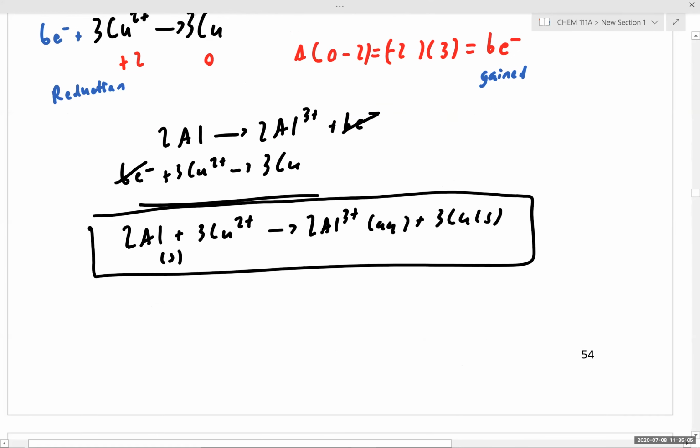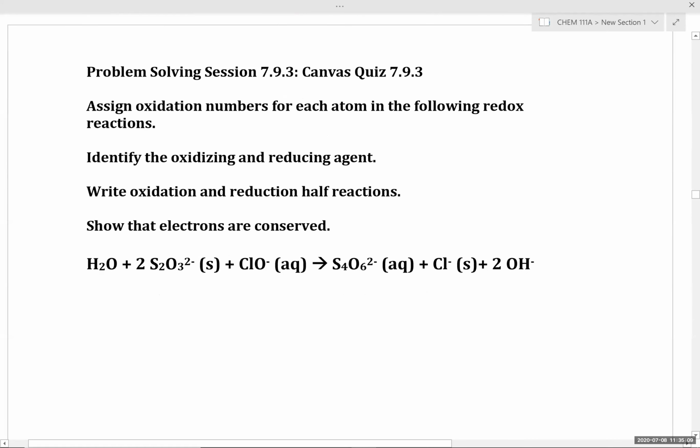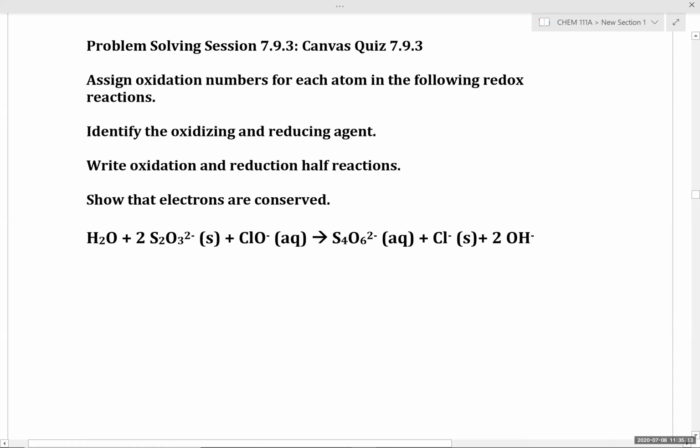Okay, so let's now look at a slightly more involved example. I'd like you to assign the oxidation numbers for the following compounds in this redox reaction. I'd like you to identify the oxidizing and reducing agent. And then I'd like you to show that electrons are conserved when you add your oxidation and reduction half reactions together.